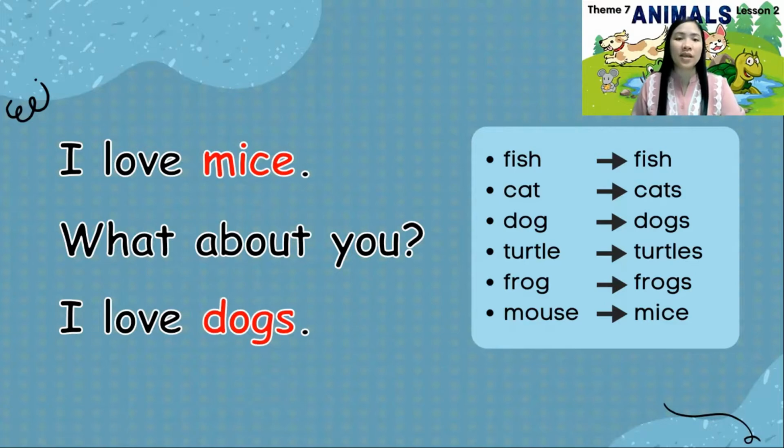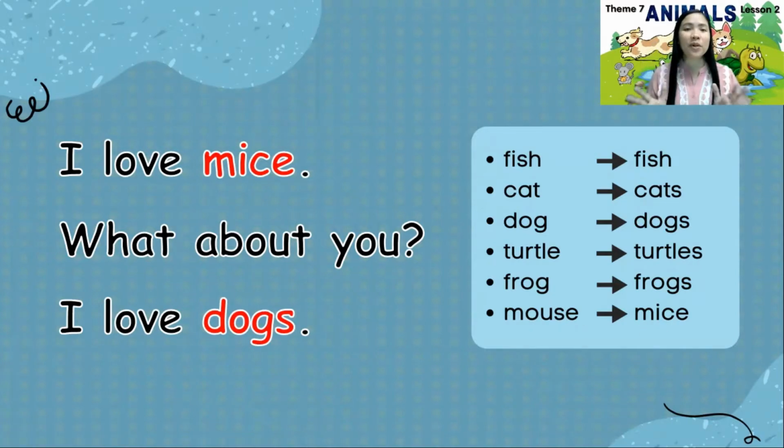In our useful language, we are using the plural. So when you like to answer like fish, the plural is also fish. The cat becomes cats. Just add S. Dog becomes dogs. Turtle becomes turtles. Frog becomes frogs. But the mouse becomes mice.